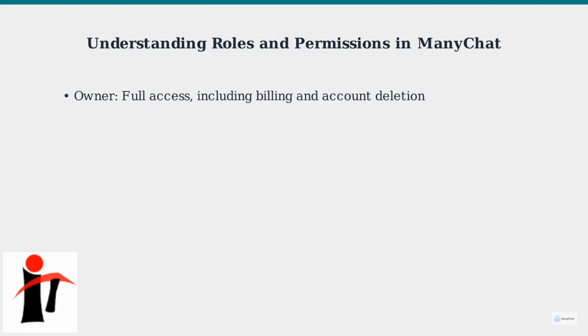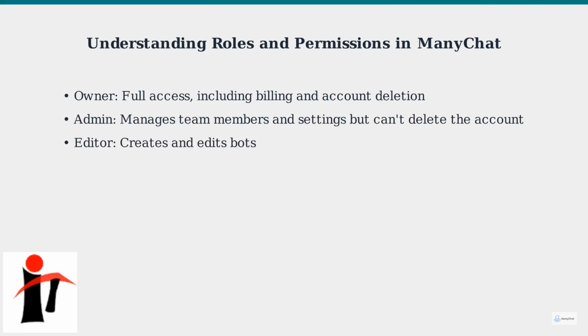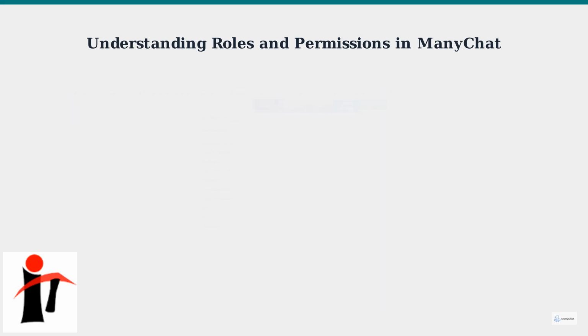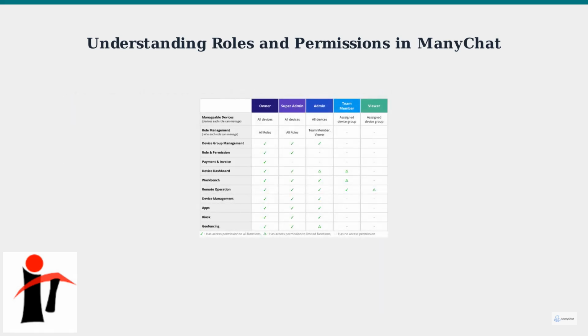The owner has full access, including billing and account deletion. Admins can manage team members and settings but can't delete the account. Editors create and edit bots, while viewers have read-only access, perfect for trainees or auditors. This table shows a detailed comparison of access permissions for each role.